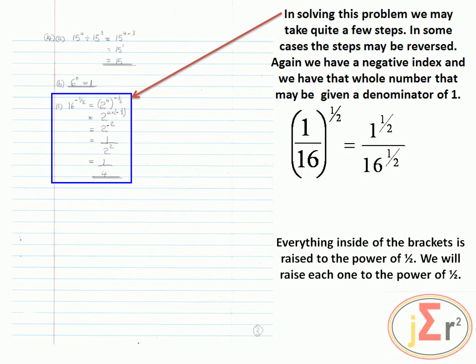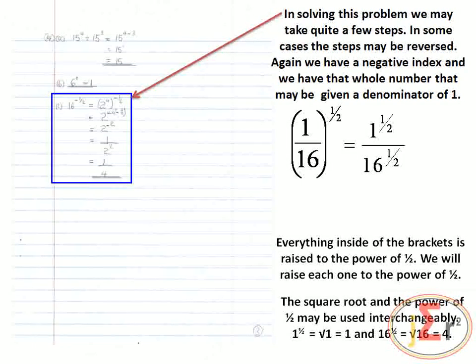1 to the power of a half, 1 raised to any power is 1, and 16 to the power of a half is the same as the square root of 16, which is equal to 4. The square root and the power of a half may be used interchangeably. 1 to the power of a half is the same thing as the square root of 1, which is equal to 1. And 16 to the power of a half is equal to the square root of 16, and that is equal to 4.